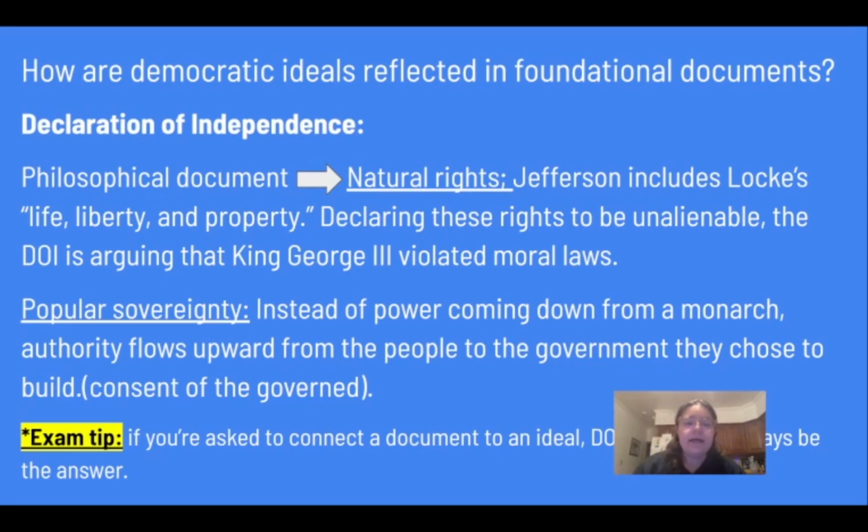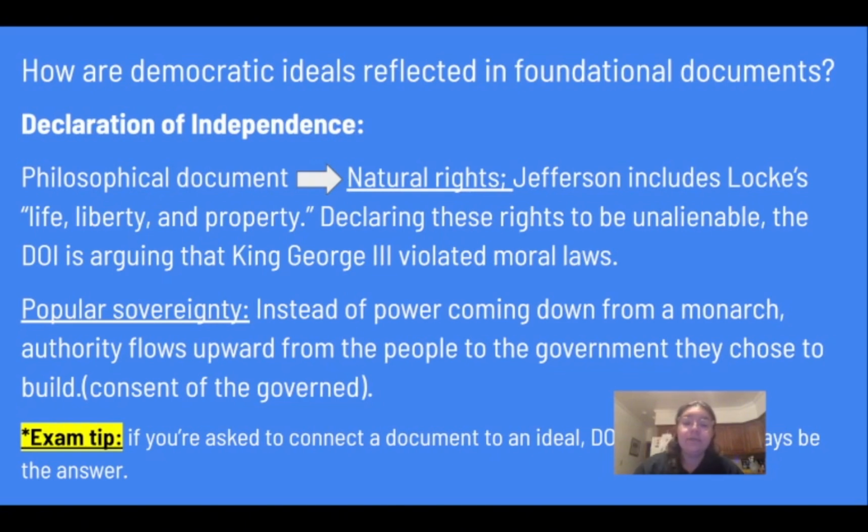The next democratic ideal we can see in the Declaration of Independence is popular sovereignty. So instead of power coming down from a higher being or a monarch like King George, authority is flowing upward from the people to the government that they chose to build, aka consent of the governed. So a representative republic. We, the people, are voting to put people in power to make decisions on our behalf.